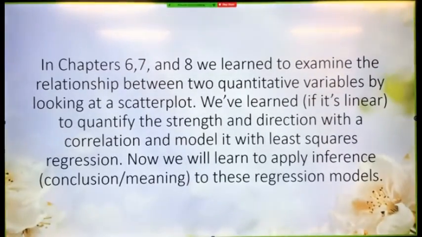In chapters 6, 7, and 8 we learned to examine the relationship between two quantitative variables by looking at a scatter plot. We've learned, if it's linear, to quantify the strength and direction with a correlation and a model with least squares regression. Now we will learn to apply inference, meaning conclusions and meaning, to these regression models. So now we're going to interpret what this regression line actually tells us.